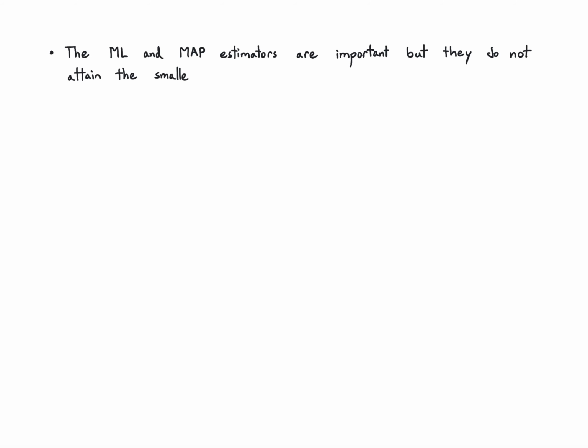So while these estimators are important, so ML and MAP estimators play an important role both in practice and in theory, they are not optimal in the sense that they do not attain the smallest possible mean squared error in general.